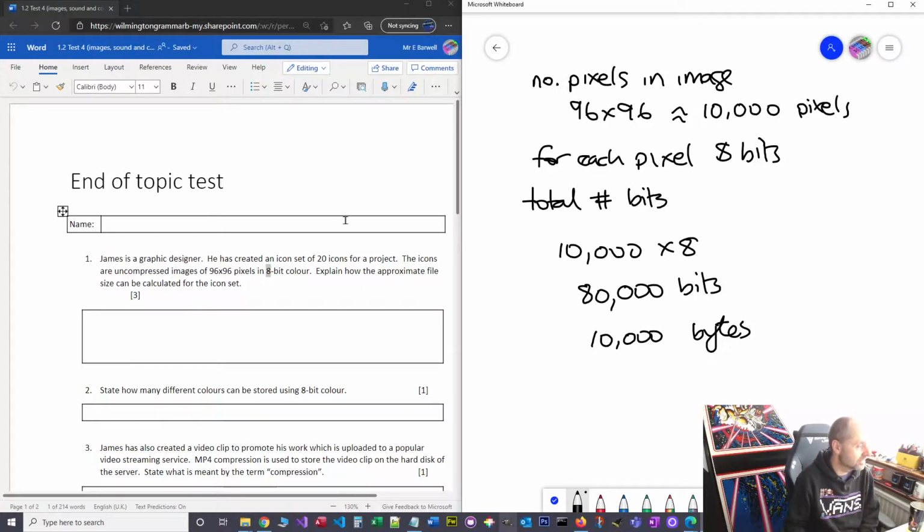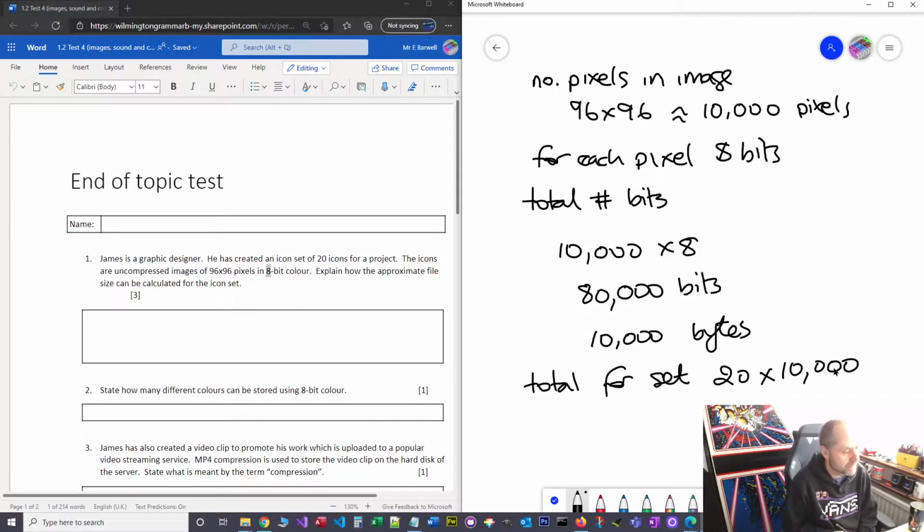Now, that's for one image. It said that there's 20 icons in this set. So with 20 icons, we've got 20 times that. So the total for the set is going to be 20 times 10,000. We could leave it in bits if we wanted, as long as we say bits at the end. But we're going to say that's 200 kilobytes, because each image is 10 kilobytes and we've got 20 of them, so it's 200.